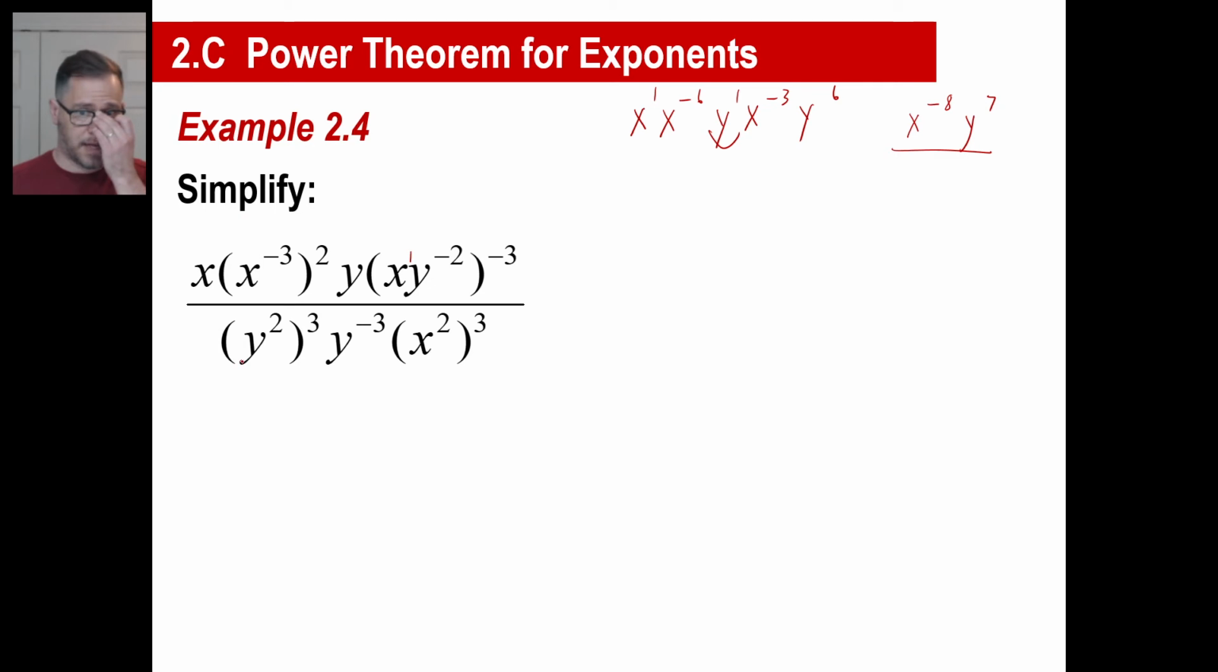Let's knock out this denominator. Well, the denominator, y squared brought to the third power is y to the 6th power. And then y to the third power is just sitting there. X squared brought to the third power would be x to the 6th power. Okay, well, let's put these two together. We got y to the 6th, 6 minus 3 is 3, so y to the third power. And then x to the 6th power. Okay, that's what we got so far.